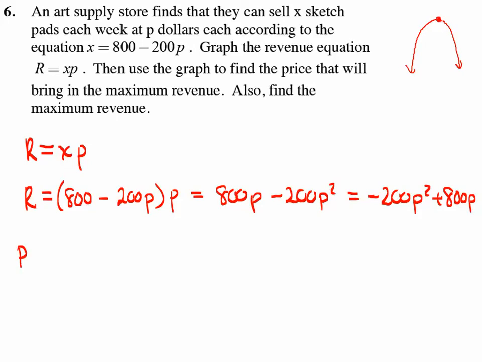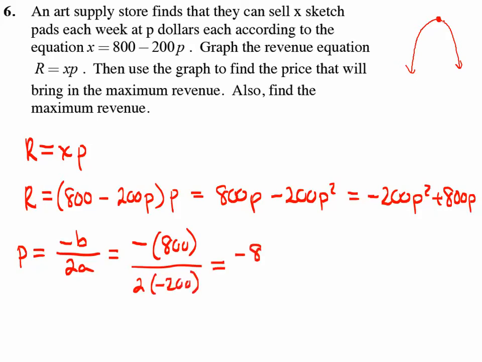So the P value, instead of X, is going to be P. P is negative B over 2A because our variable has changed. And so negative, what is the B value here anyways, anybody? It's 800 right there. Yeah, it's the one that's next to the P value. Divided by 2 times A, and the A is the negative 200. And we get ourselves negative 800 over negative 400 in that case.